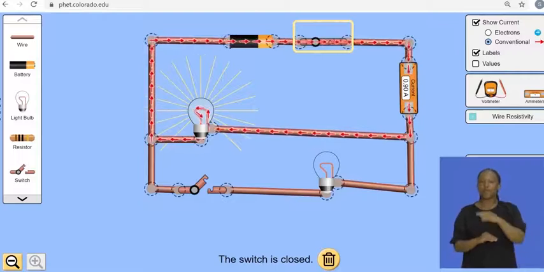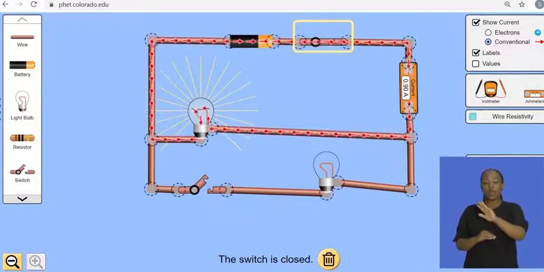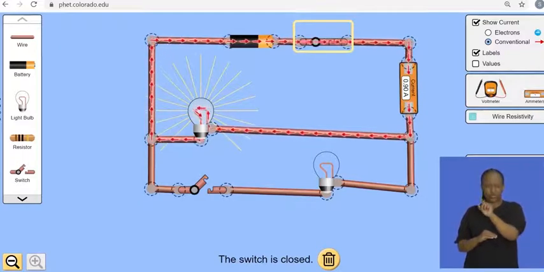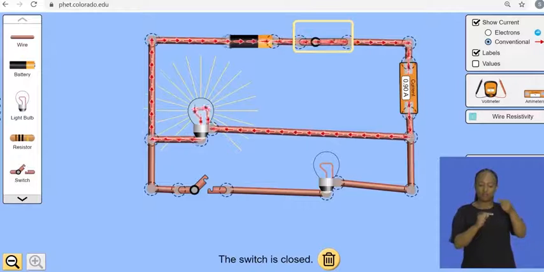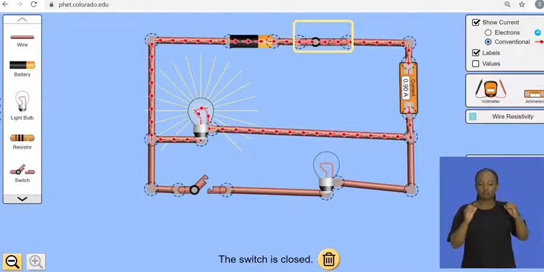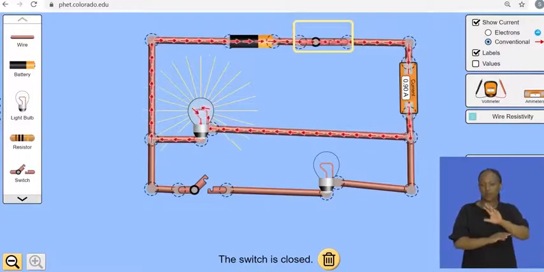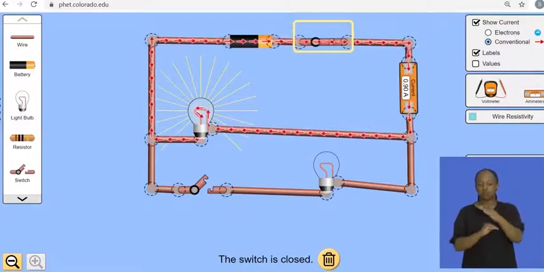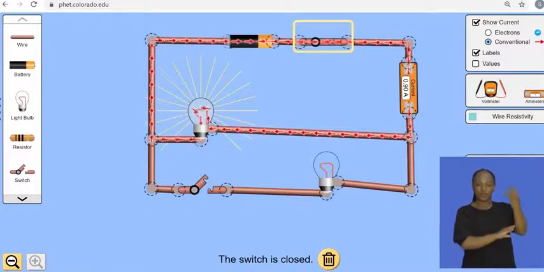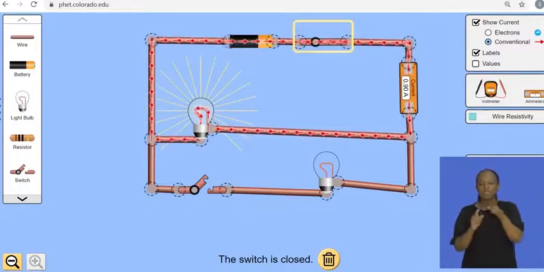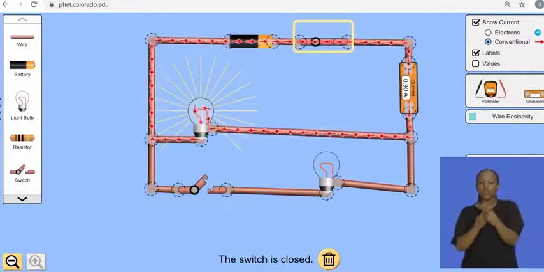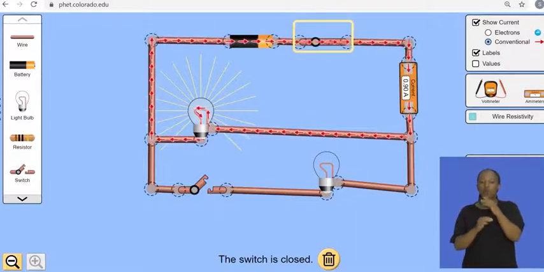Now, what does that 0.9 ampere of current mean? It means that when the first switch is closed, the amount of charge that passes through any point, even through the light bulb, is actually 0.9. It means 0.9 coulombs of charge pass through the light bulb, pass through the battery, pass through the switch per unit time. And when we talk about a unit time, we're actually talking about a second, okay?